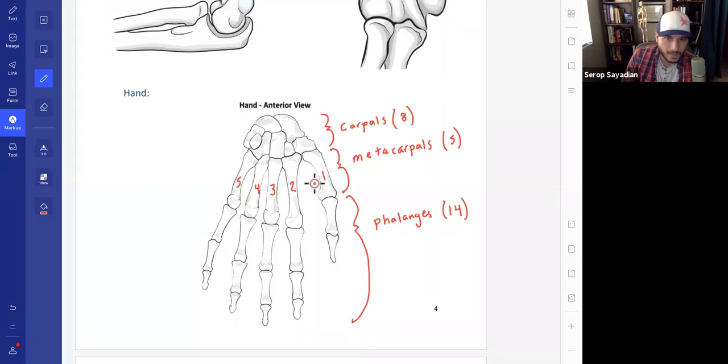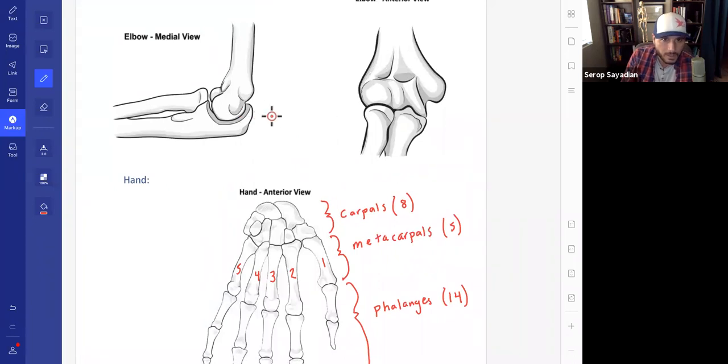Sorry, I forgot to label this one. Okay, so make sure you know how many of each of these there are: 8 carpals, 5 metacarpals, 14 phalanges. Make sure you can name each singular phalanx as well.